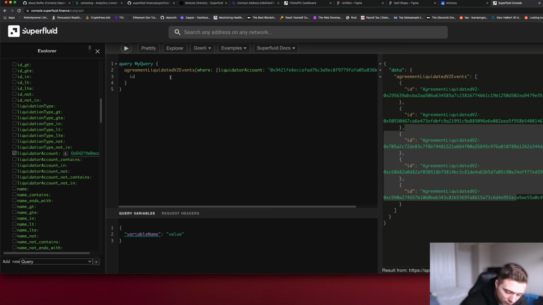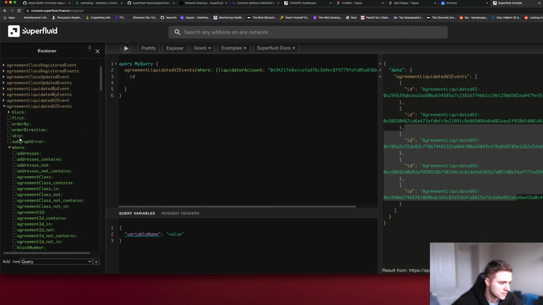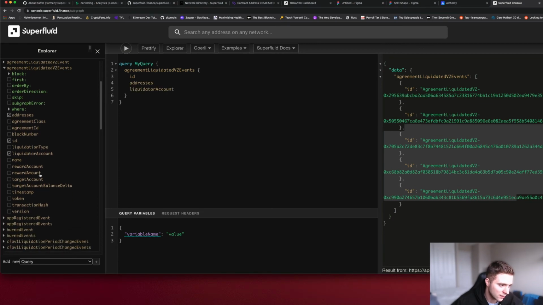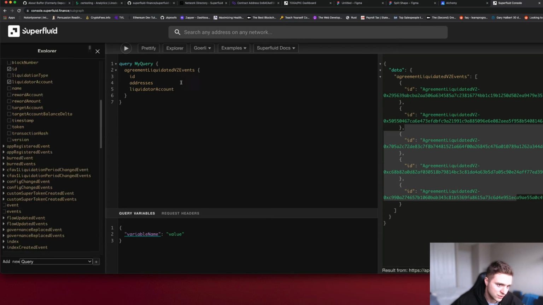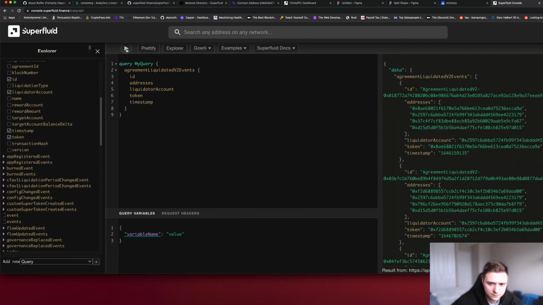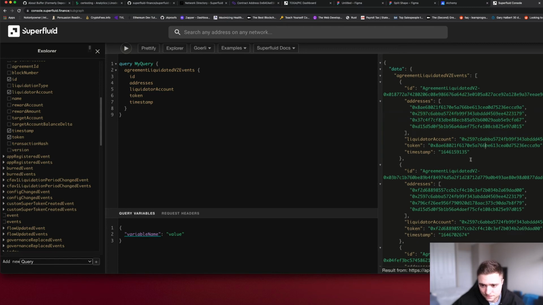Let's also get more information on them. So let's see what else I can get. Let's get the addresses. Let's get the liquidator accounts, which is, I guess, just going to be the address we put in. Let's get the token and the timestamp. Nice. Okay, so these are the addresses involved. This is the liquidator account.